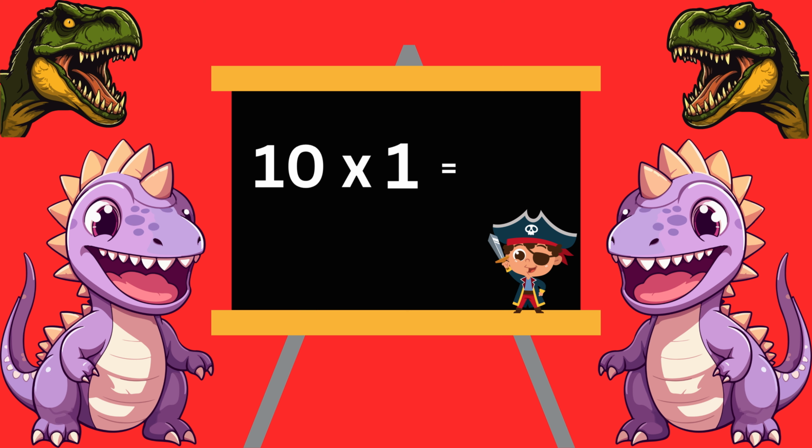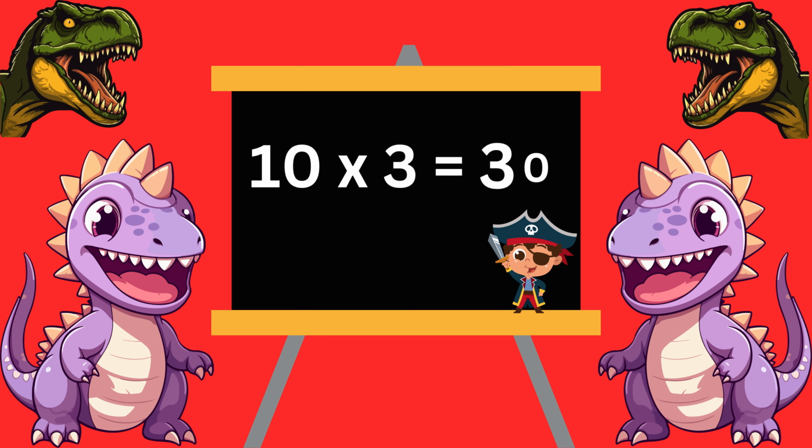Table of 10. 10 ones are 10. 10 twos are 20. 10 threes are 30.